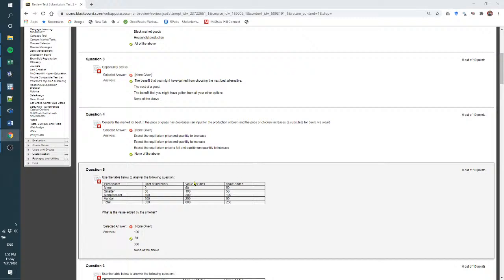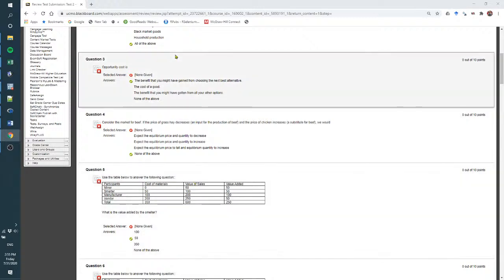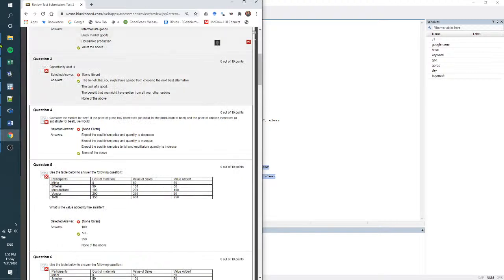All right, consider the market for beef. If the price of hay decreases, an input for the production of beef, and the price of chicken increases, a substitute for beef, we would expect what? All right, so let's go ahead and unpack this a little bit because this is a tricky question because it's a double shift.